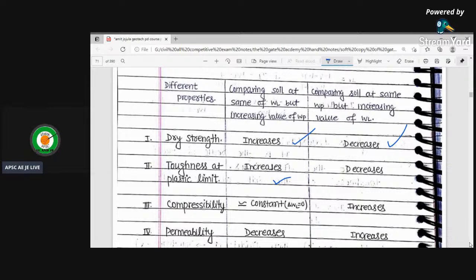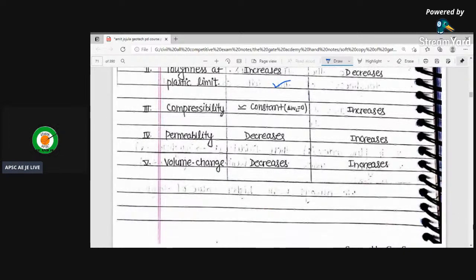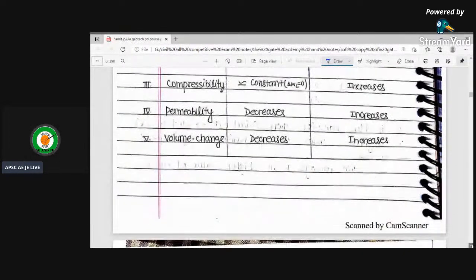In a similar manner, the permeability will decrease and increase. Volume changes also decrease and then increase.